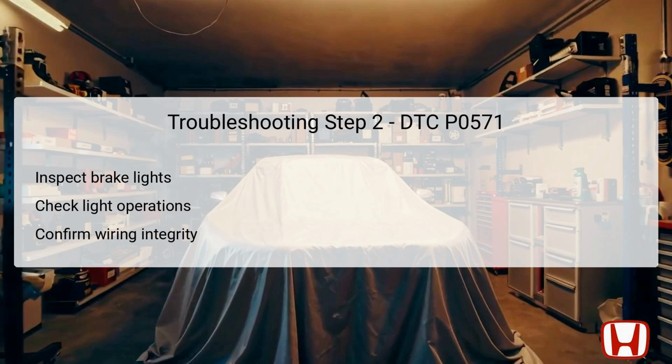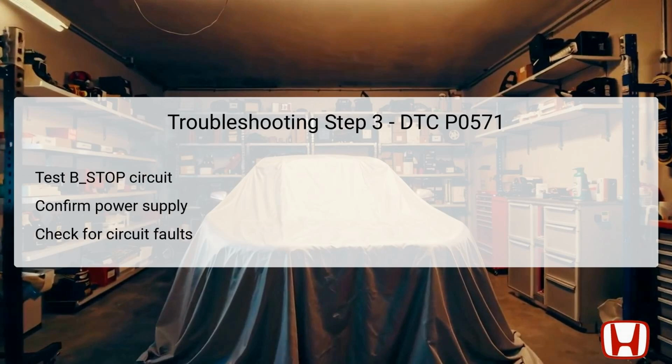If the brake lights do not operate as expected, it might indicate an issue with the switch or its associated wiring. Inspecting the integrity of wiring is crucial. Look for damages or disconnections that could interfere with circuit signals. This step is pivotal for eliminating external circuit issues before further inspections on the brake pedal position switch itself.